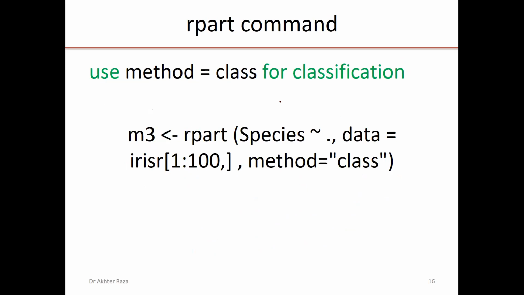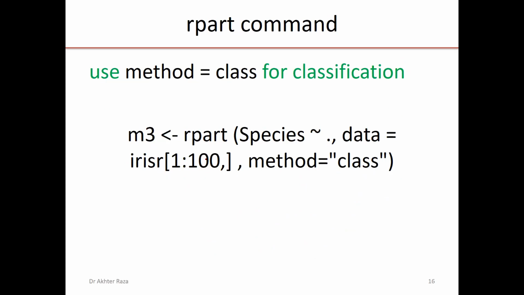So M3 is a new model, with rpart, Species, the tilde symbol, and a dot. Dot means what? Dot means all independent variables, the remaining variables except Species. All variables are independent variables; the dot indicates all variables. Data is equal to rows 1 to 100 of iris, and method is equal to class. So this is the implementation of model 3.